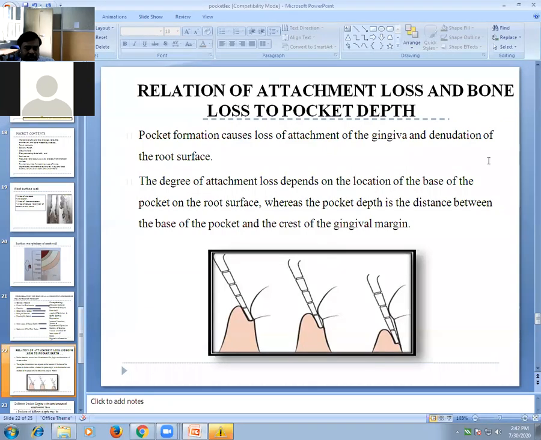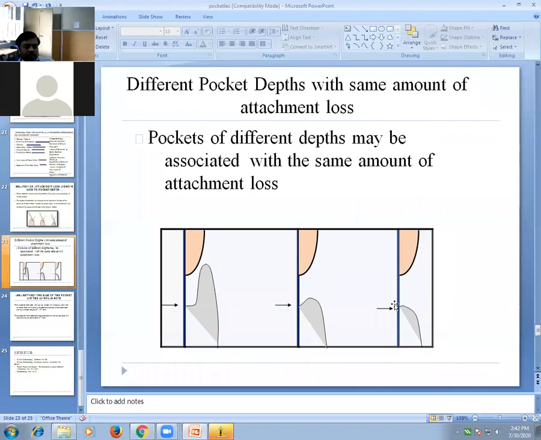So what is clinical attachment loss? We consider some fixed point on the tooth surface, like the cementoenamel junction. So CAL is from the cementoenamel junction to the base of the sulcus. The pocket formation causes loss of attachment of gingiva beneath the root surface. The degree of attachment loss depends on the location of the base of the pocket. When your pocket is suprabony, you will see horizontal bone loss. When it is intrabony, you will see vertical bone loss.